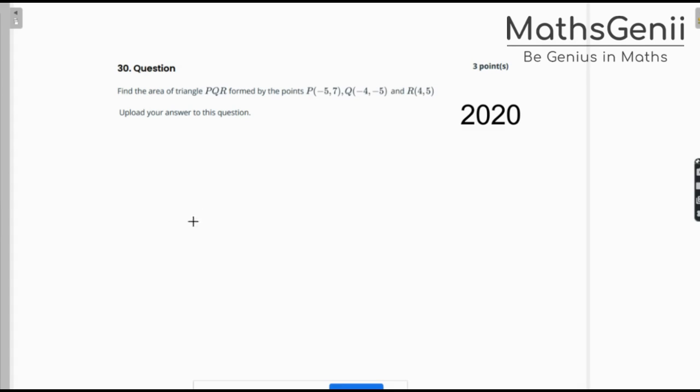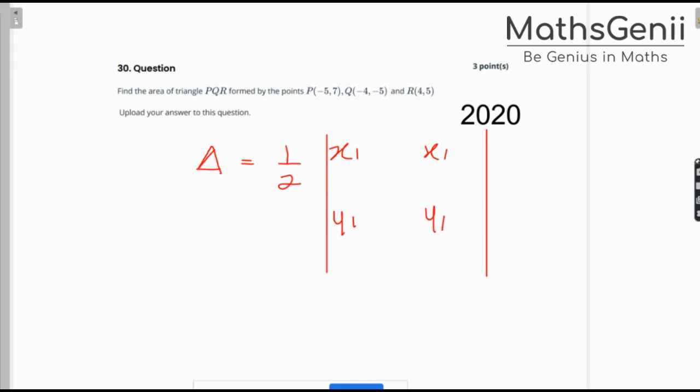How to find it? There's a shortcut formula. Area of triangle formula is half into mod of... Look at the formula, how you have to remember: x1, x1, y1, y1. Okay, till here it's clear. Then how will you remember the next part? Write minus everywhere.